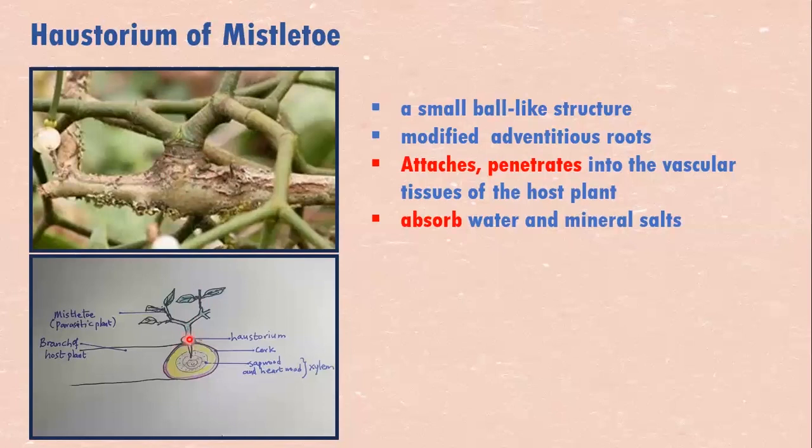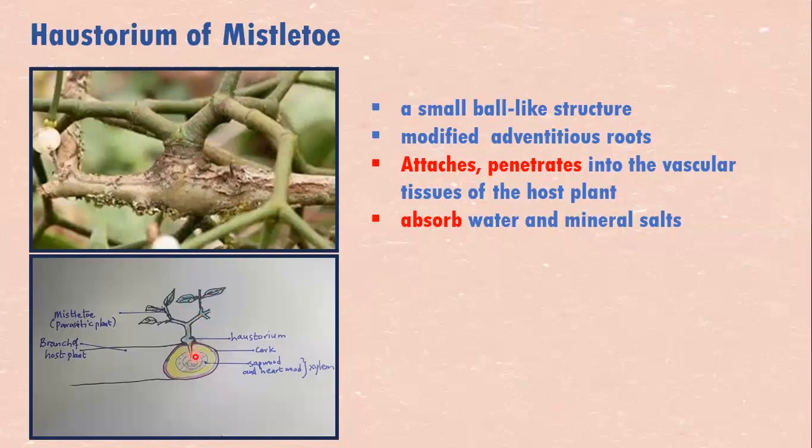We believe when the plant starts small on the branch, it will be growing into this structure, the haustorium, growing bigger and bigger, and then it grows into the xylem, where it will take water and mineral salts from the xylem while it uses its green leaves to photosynthesize to make its own food.